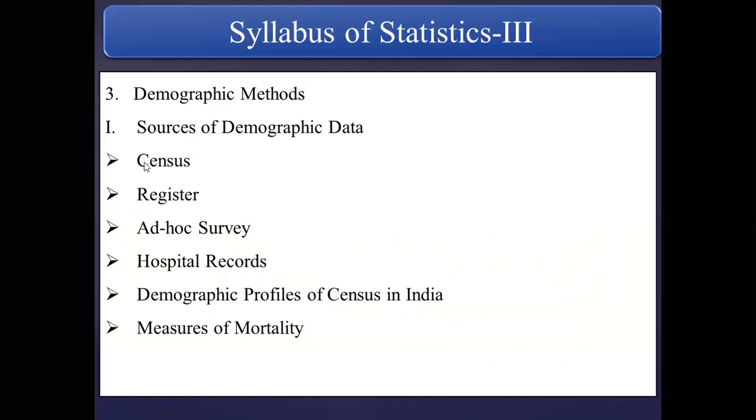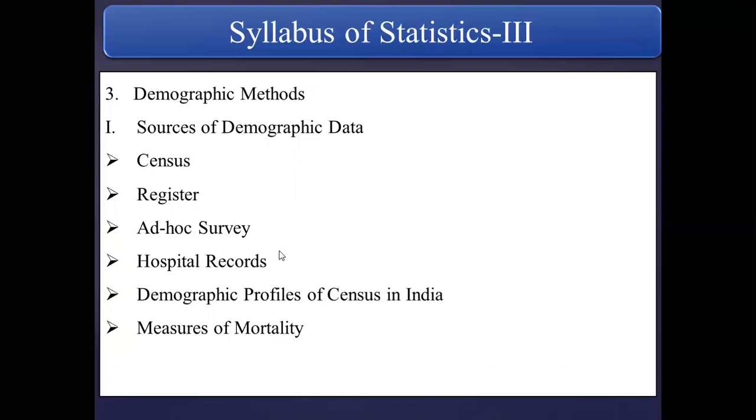So, in this part, we'll see what the meaning of census is and why it is required. As we know very well, every 10 years in our country, a census is done. Then we'll see what a register is and how we can register our marriage, birth, death, etc. Then we'll see ad hoc survey and how we can conduct an ad hoc survey in real life. Then we'll see hospital records.